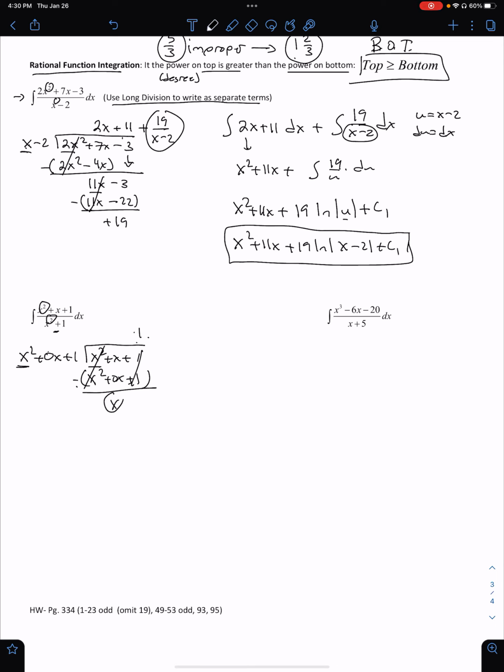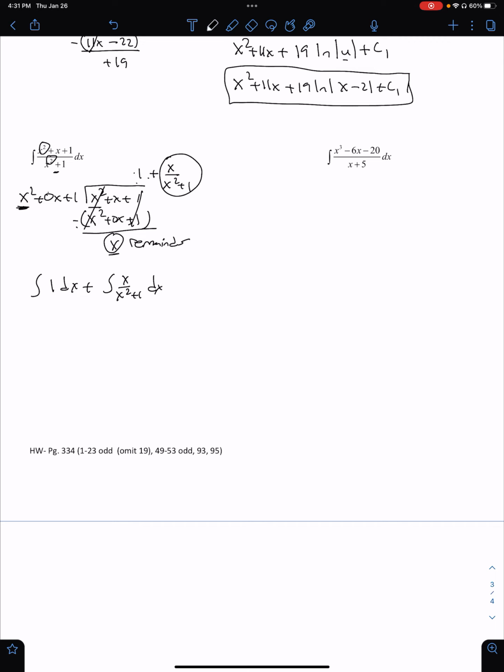We get x minus 0x, which is just x, and the 1s will wind up canceling because 1 minus 1. So this is my remainder. Now, I know it's my remainder because I can't take x squared and divide it into x. So this becomes plus x over x squared plus 1. So when I rewrite my integral, we get 1 dx plus, I'm going to use my remainder here as another integral. It helps to do it this way. x over x squared plus 1 dx.